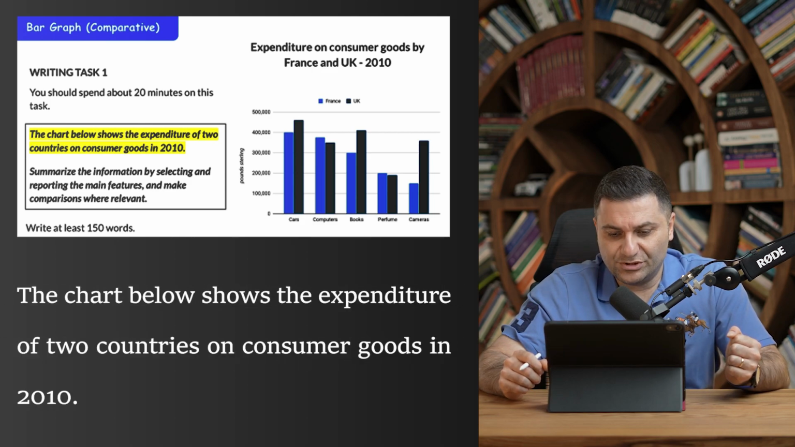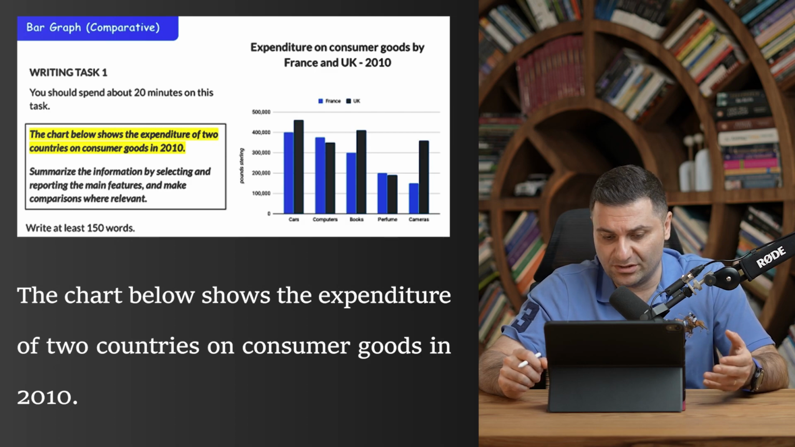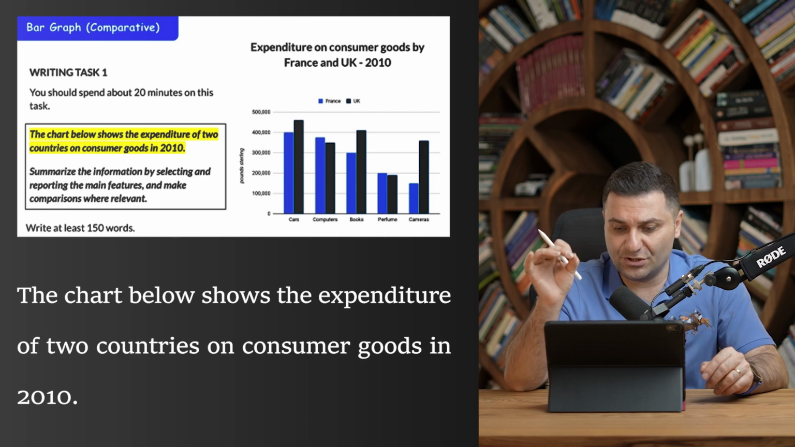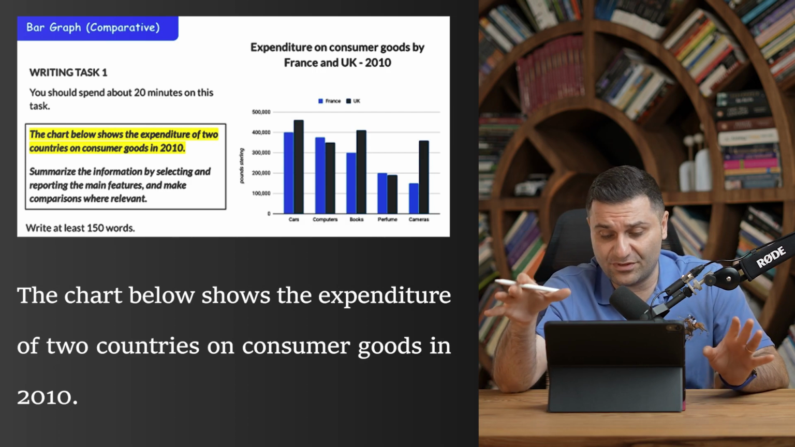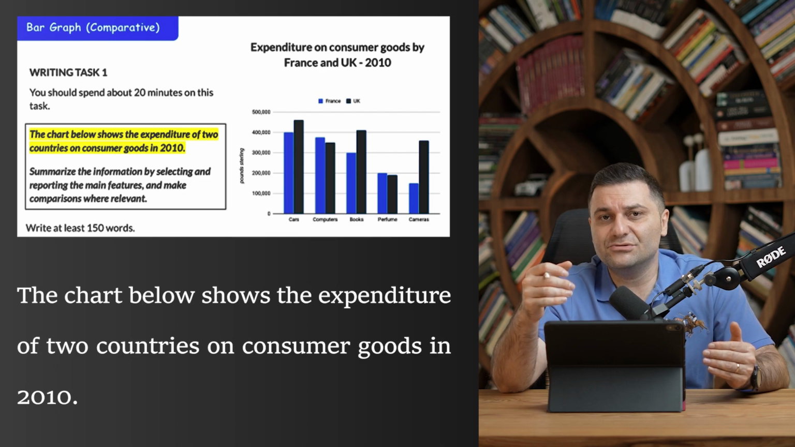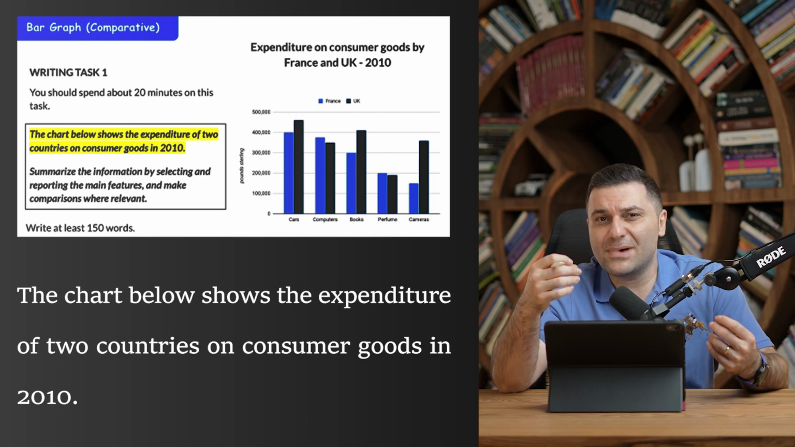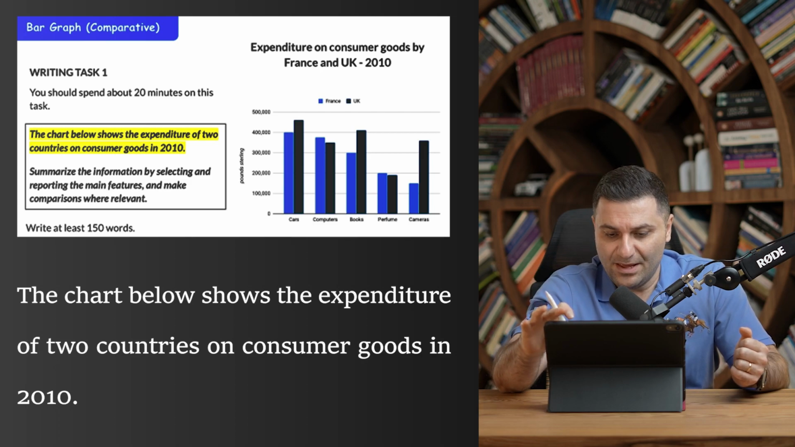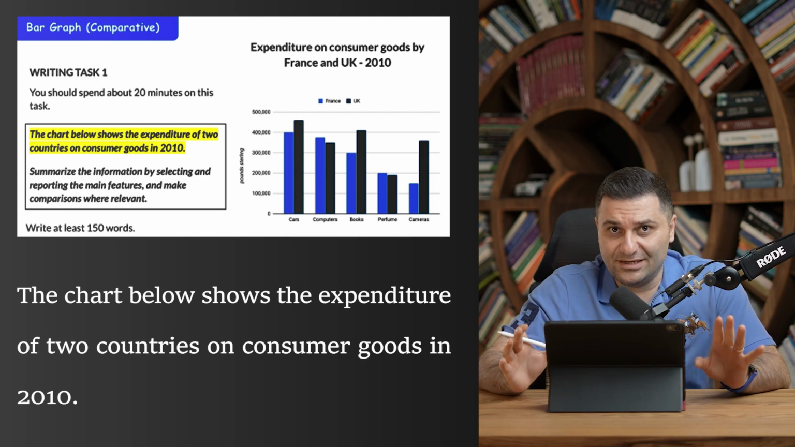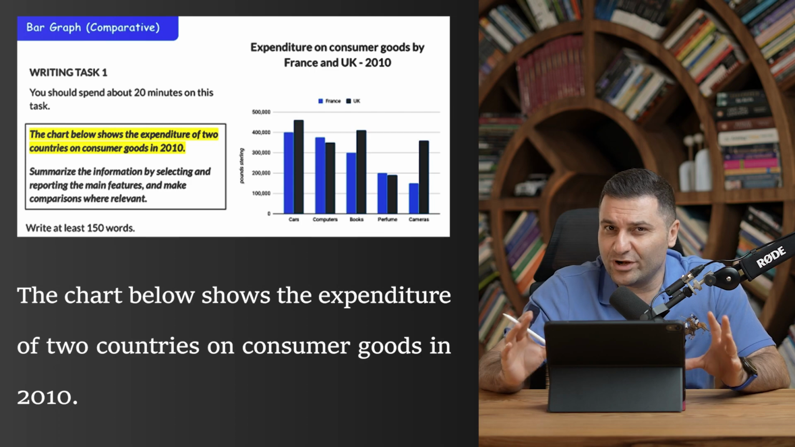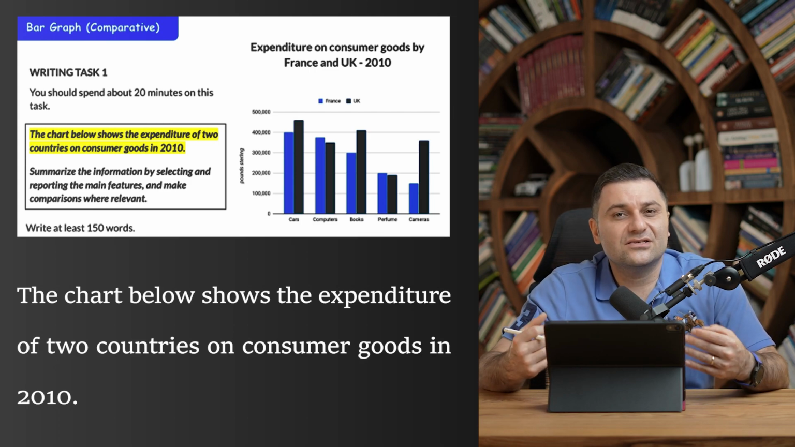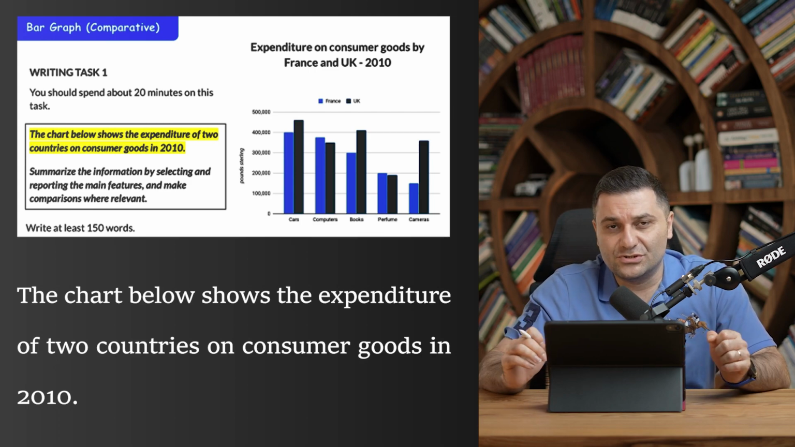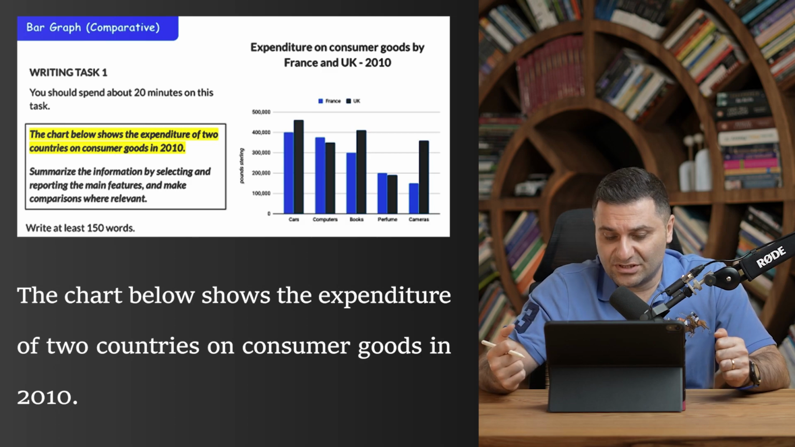The chart below shows the expenditure of 2 countries on consumer goods in 2010. So we have 2 countries, France and UK, in 2010. And it shows the amount of money spent on different items. All right. Now let's read the question again in detail, and let's work on some synonym language in order to make an opening sentence.